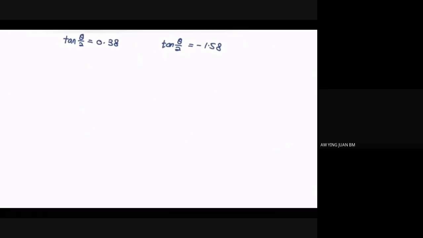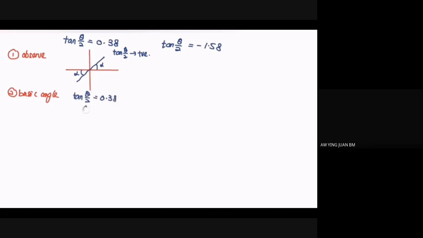So now we will proceed to the second part, which is looking for the theta. So step number 1 is to observe. So now we have tangent theta over 2 positive. So it will be located in the first quadrant and the third quadrant where we have the basic angle. Second step, we're going to determine the basic angle. So given that tangent theta over 2 is equals to 0.38, so theta over 2 is equals to 20.81 degree, which is the basic angle.